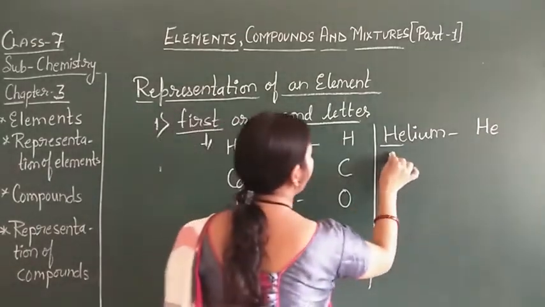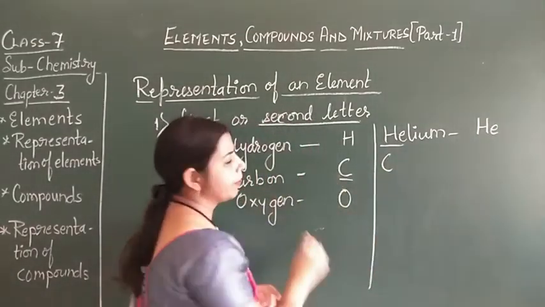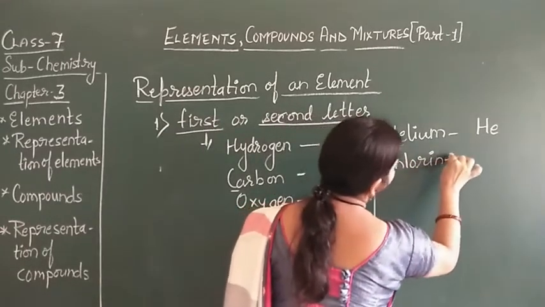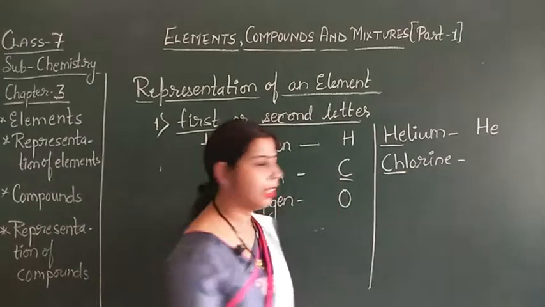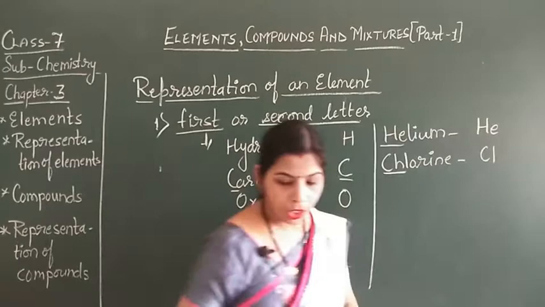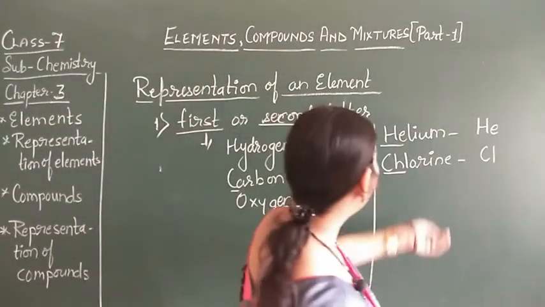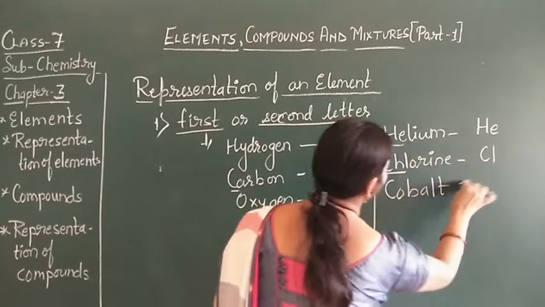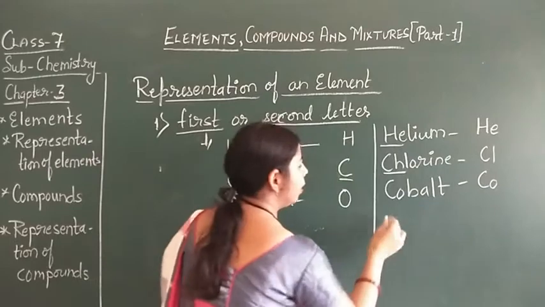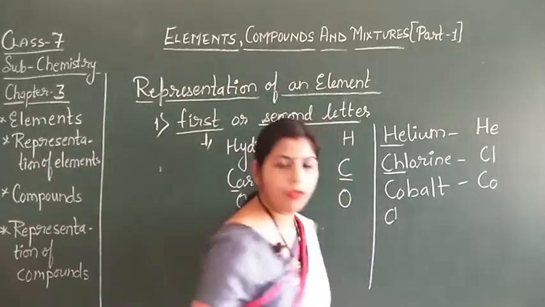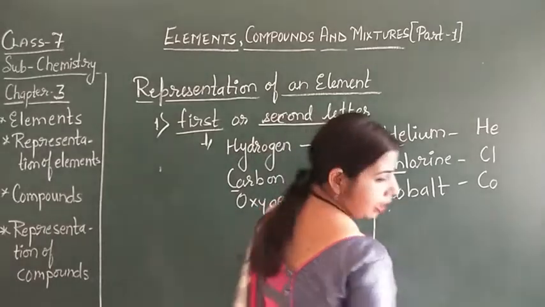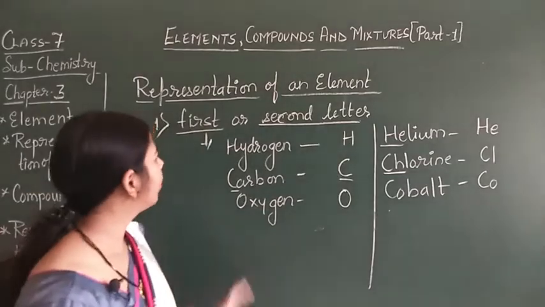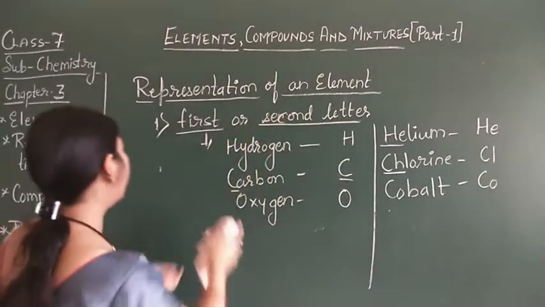Same here, carbon is with C. So here we are taking chlorine. For chlorine we will take Cl. Now take another word, cobalt. For cobalt we can take Co. For chromium we can take Cr. That means in this way we can use the first and second both letters for determining the symbol of an element. Now, another rule.